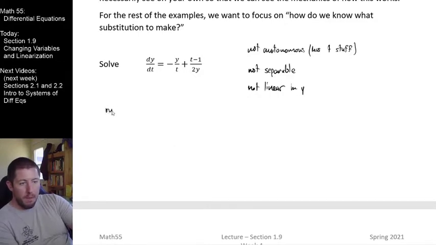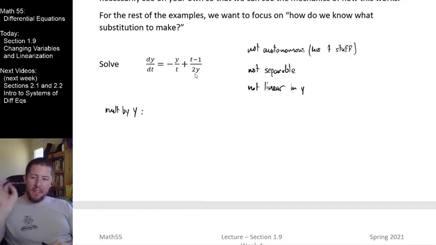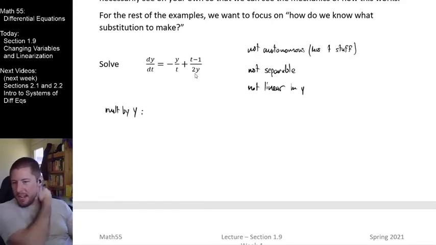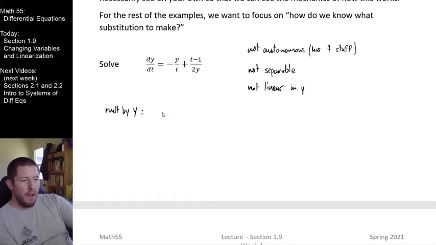So maybe we are going to multiply by y first. And the reason why this seems like a good step to me is because it's going to stop having y numerator and y denominator stuff right there. At least it's going to get all of our y's up to being in the numerator. So if I multiply this whole expression by y, then I'm going to get y dy dt equals negative y squared over t plus t minus 1 over 2, right?